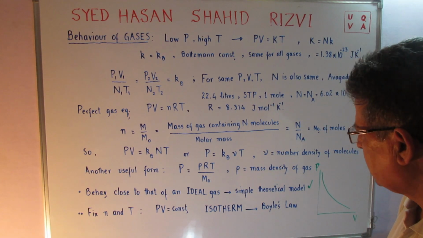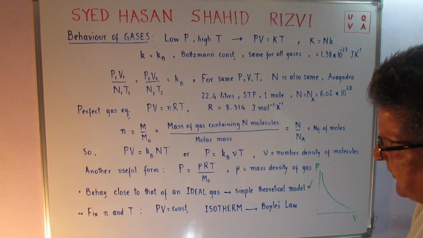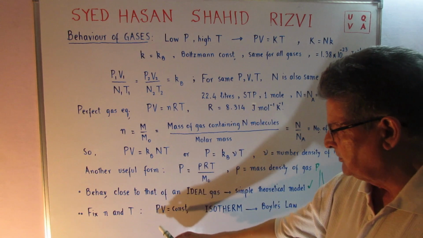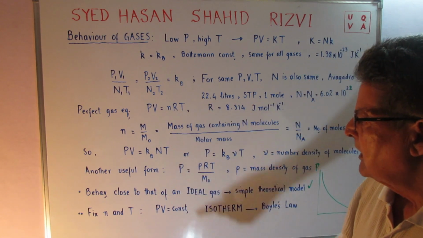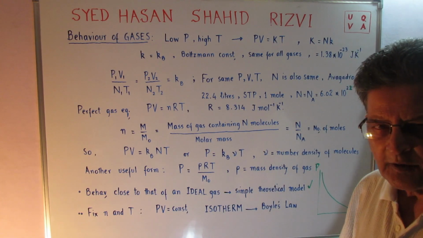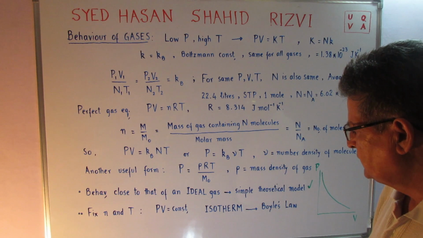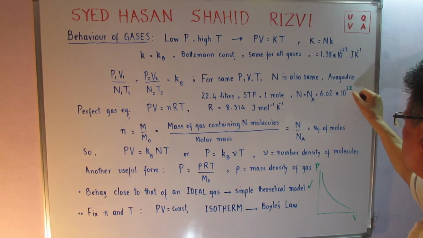And similarly we can get another one. If instead of that we keep the pressure constant, then there is a relation between V and T, and that is about Charles' law, where we'll get the isobars.